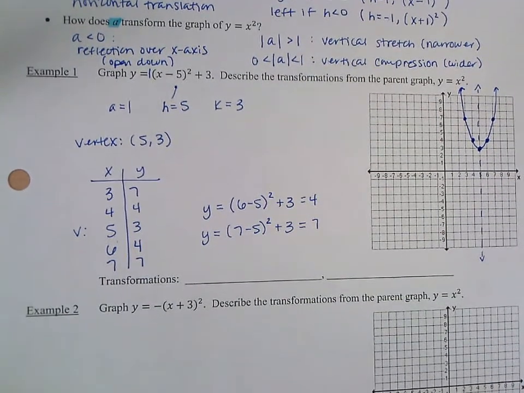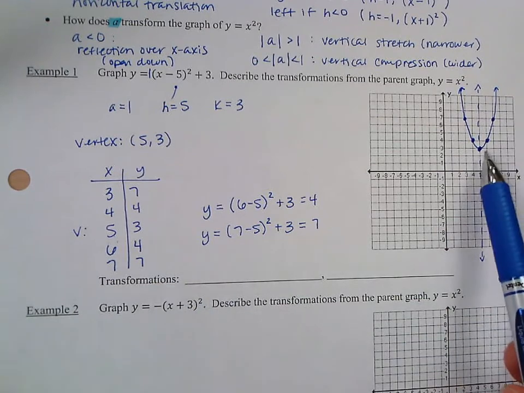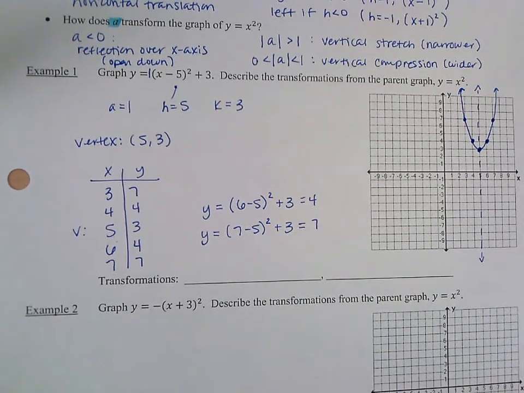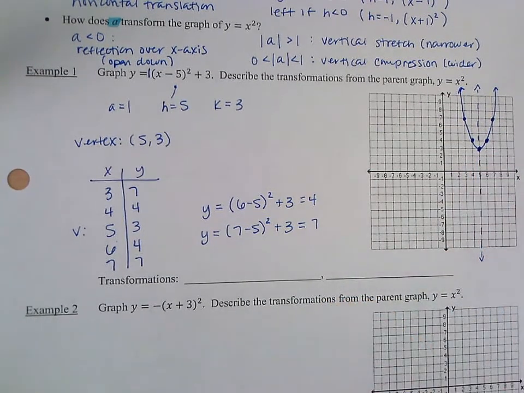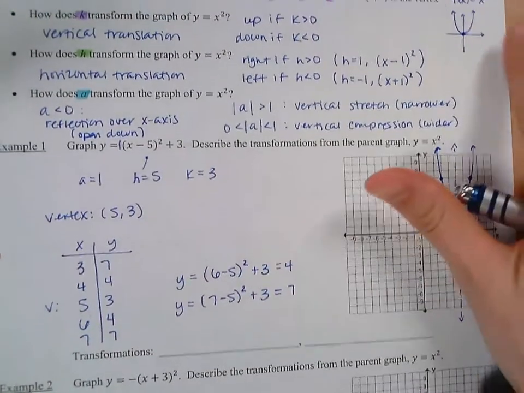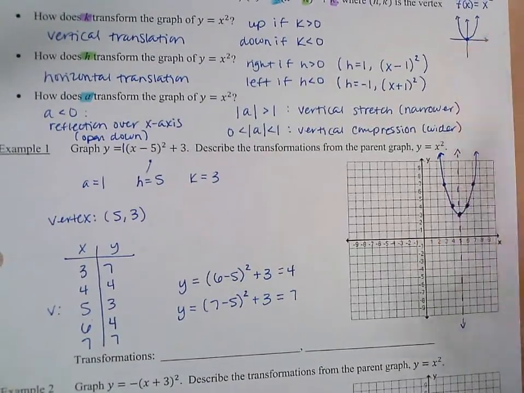And then list the transformation. So the graph can even help you when you're describing the transformations, but again, it's getting you familiar with the idea that this graph is just transformed from the parent graph somehow, which is this graph up here that just has a vertex of 0, 0.